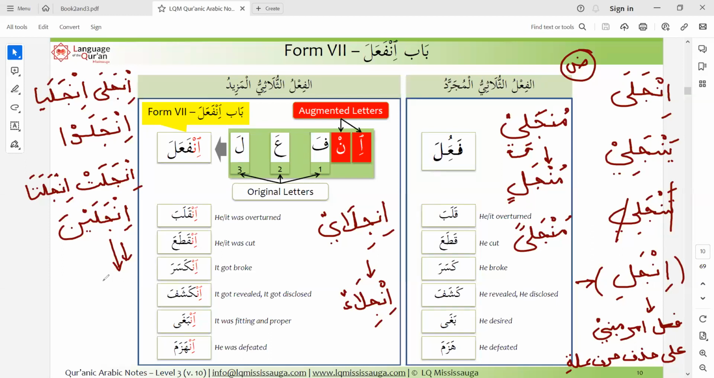You just get hold of the ya and keep adding: Injalayta, Injalaytuma, Injalaytu, Injalaiti, Injalaituma, Injalaituna, Injalaitu, and Injalain. So this is the isnad of Madi. Now we come to Mudari. Let me just write. Where do I write? Let me clear the board for a second.